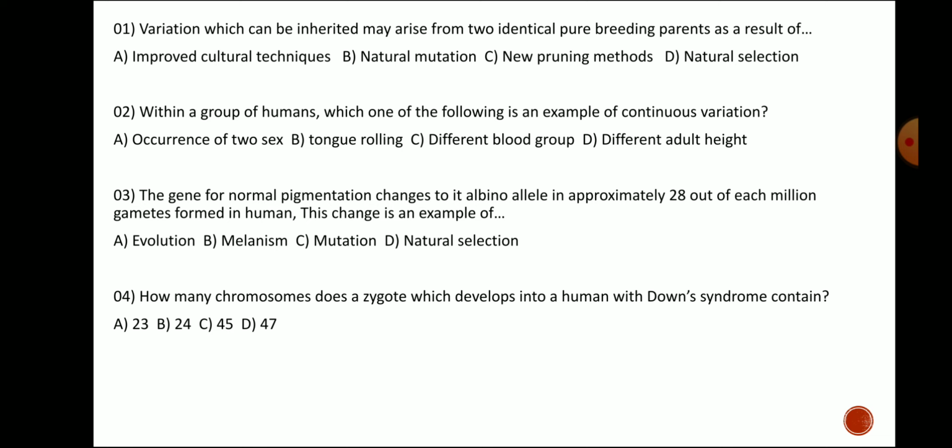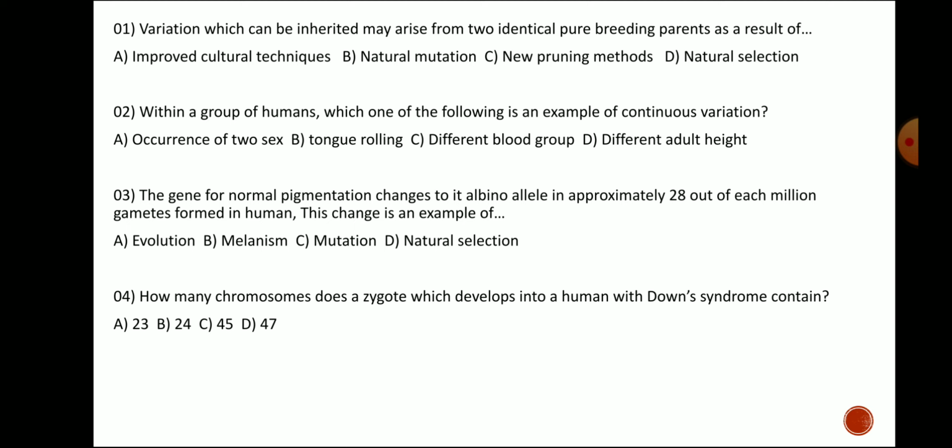Variation which can be inherited may arise from two identical pure breeding parents as a result of. The options are A, improved cultural techniques, B, natural mutation, C, new pruning method, and D, natural selection. So its correct answer is option B, natural mutation.